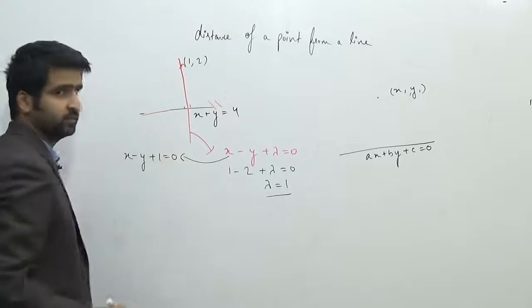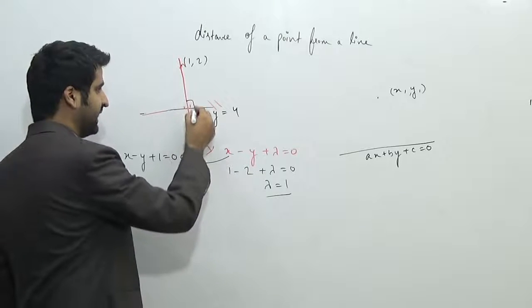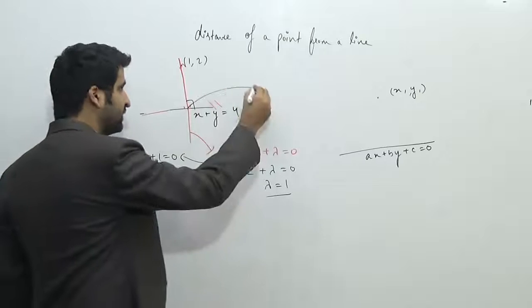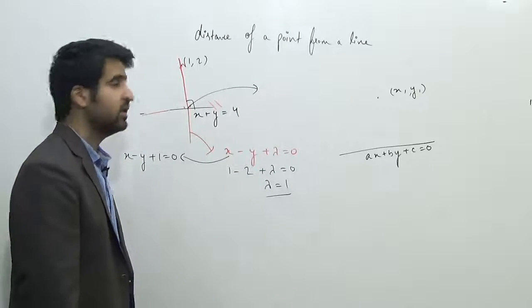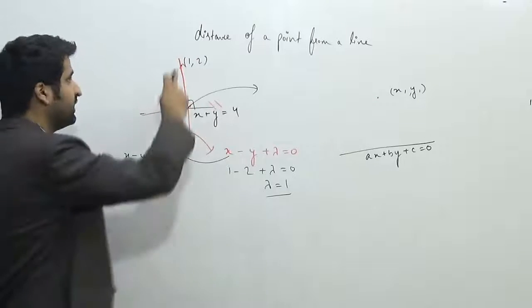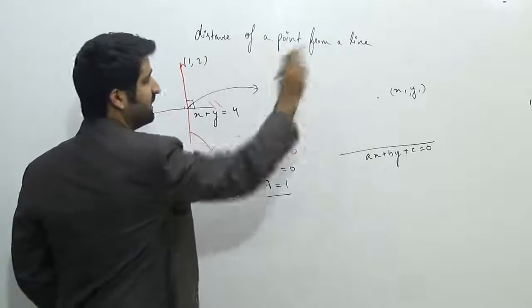is equal to 0. Okay, so we have two lines, x plus y is equal to 4 and x minus y plus 1 is equal to 0. Can we find the point of intersection of these two lines? Once we get the point of intersection, we will find the distance between these 2 points, and that will give you the distance of a point from a line.